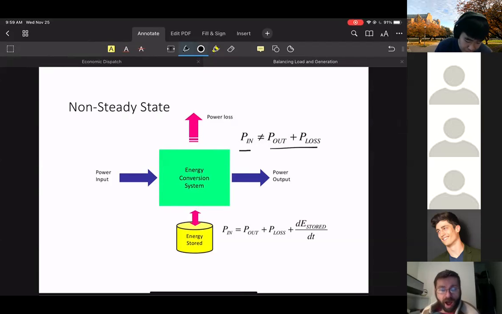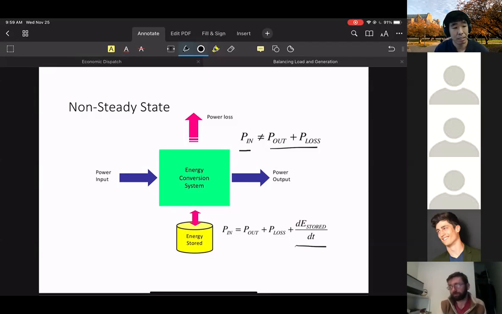So that's why this energy storage is important. Without a little bit of storage, the system cannot work. Okay, because we cannot have power balance in a non-steady state. So to always have power balance, we have to have storage in the system.